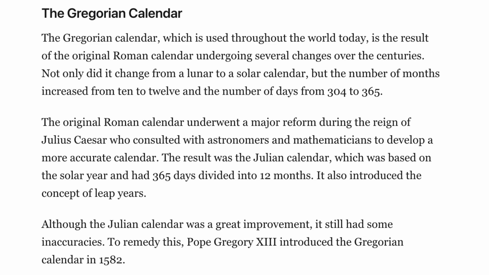The result was the Julian calendar, which was based on the solar year and had 365 days divided into 12 months. It also introduced the concept of leap years. Although the Julian calendar was a great improvement, it still had some inaccuracies. To remedy this, Pope Gregory XIII introduced the Gregorian calendar in 1582.